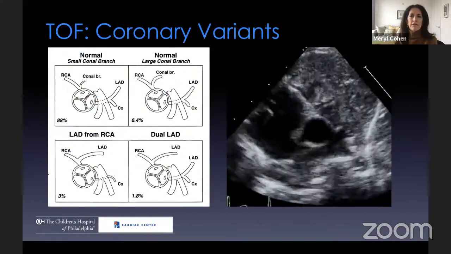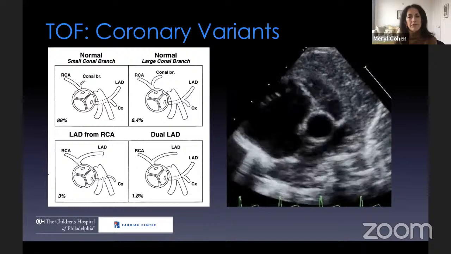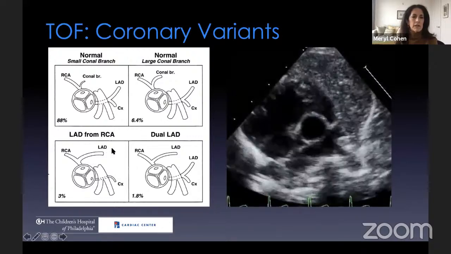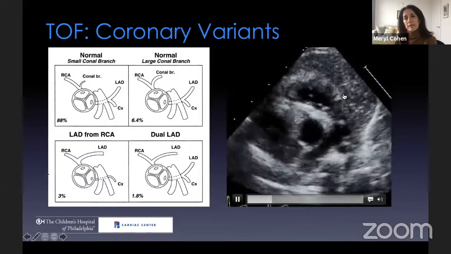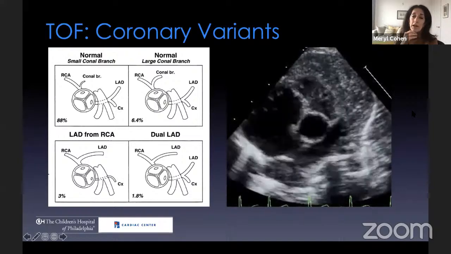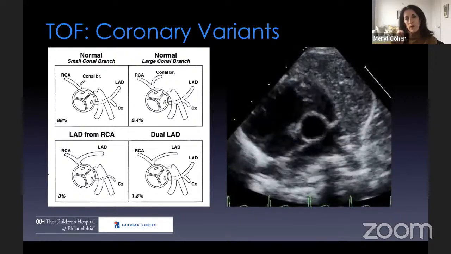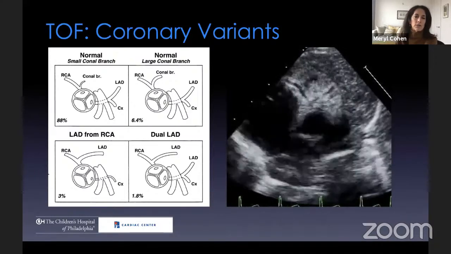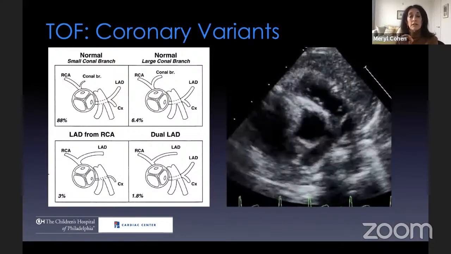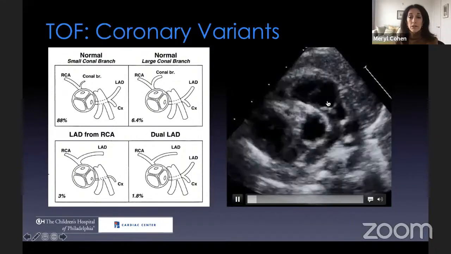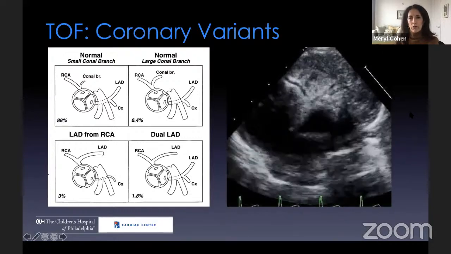And then there are a variety of variants in tetralogy as well. Most commonly, we worry about the left anterior descending coronary artery coming off the right coronary artery, and in doing so, passes anterior to the right ventricular outflow tract, and thus a transannular patch cannot be performed in these patients. So often these patients have to undergo an RV to PA conduit, and there are other variants as well. It is hard for us by echocardiography to distinguish if this coronary is a conal branch or a dual LAD or just the LAD, but certainly when we see a coronary crossing, there is concern.